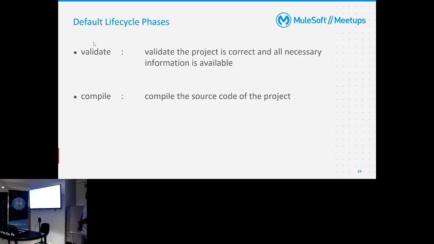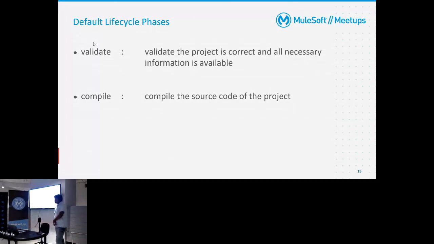First, validate. It will validate whether your project is correct and all the necessary information is available. Sometimes when you run the project, immediately you get some error like build failure, not able to run. That may be because it is failing at the validate phase, so some things are not correct. If the validate phase is proper, you will go to the compile stage where your source code will be compiled, and then we'll go to the next steps.